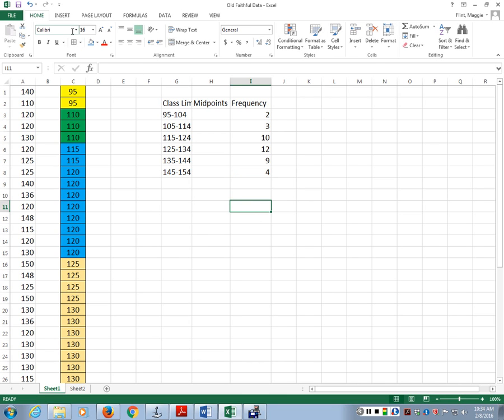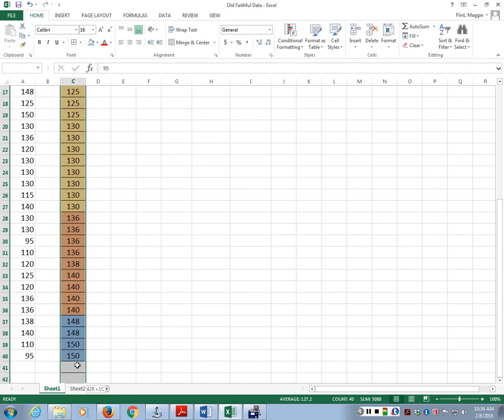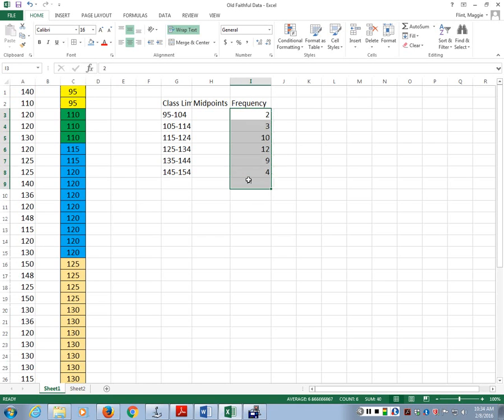I know there's 40 of them, because if I highlight, click and drag the whole entire column, it tells me the count over here is 40. So if I add the frequencies up, it says there's 40. Now that's not part of what my table normally has, but I'm just double checking to make sure I didn't leave anything out. Now, since I already know my midpoints, I'm going to go ahead and type those in.